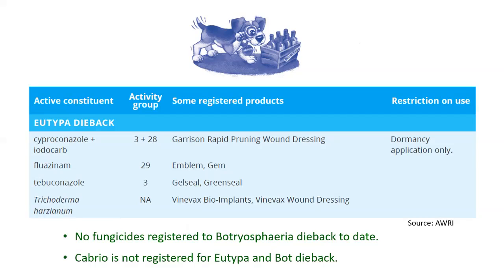Currently, there are no fungicides registered to manage Botryosphaeria dieback. But since these products work for both Eutypa and Botryosphaeria dieback, again, it's like killing two birds with one stone. The Cabrio that we tested is currently not registered for Eutypa and Botryosphaeria dieback, but we're hoping that we can expand this label. But the current recommendation is to just do one spray during dormancy or during the pruning season, since we have shown that it's got this curative effect as well as preventative effect. So one spray should be sufficient to protect those pruning wounds from getting infected.